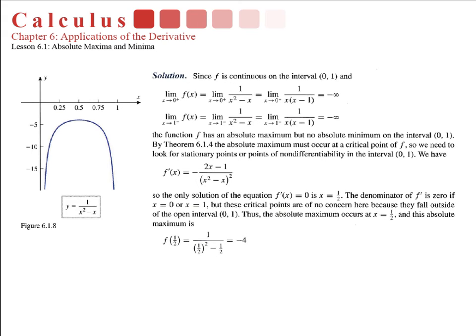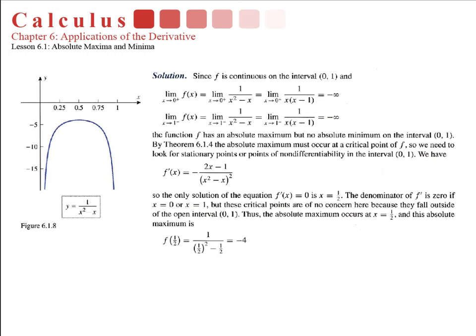Here's the solution. We take the limit in both directions towards the endpoints, 0 from the right, 1 from the left. And we get end behavior that's exactly the same, both negative infinity. Now, because the function's continuous on the open interval from 0 to 1, this means that there has to be an absolute maximum. So what we do is we take the derivative.